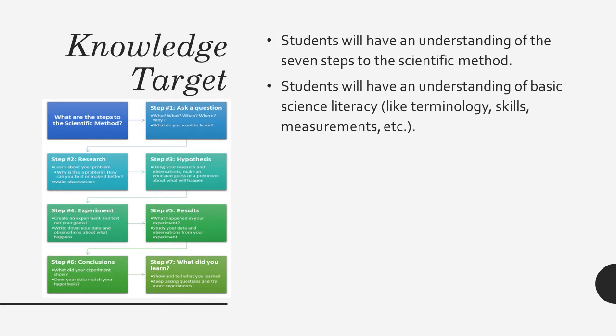For knowledge targets, students will have an understanding of the 7 steps to the scientific method that includes asking a question, researching that question, forming a hypothesis, experimenting, drawing results, conclusions, and examining what was learned. Students will also learn basic science literacy like terminology, skills, and measurements.